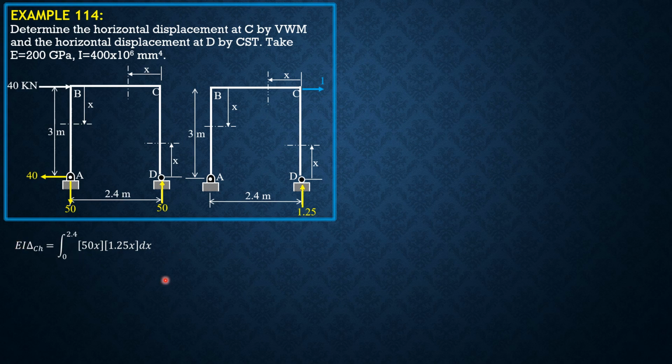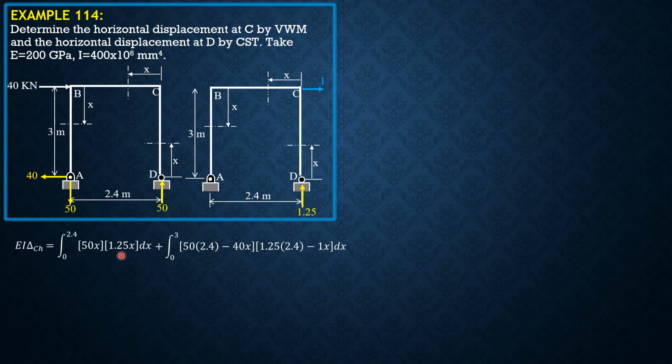EI is already there. Then, in this next section, the moment big M is 50 times 2.4, then minus 40 times x. Small m is 1.25 times 2.4 at this section, then minus 1 times x. So integral 0 to 3 of 50 times 2.4 minus 40x, then 1.25 times 2.4 minus 1x dx.